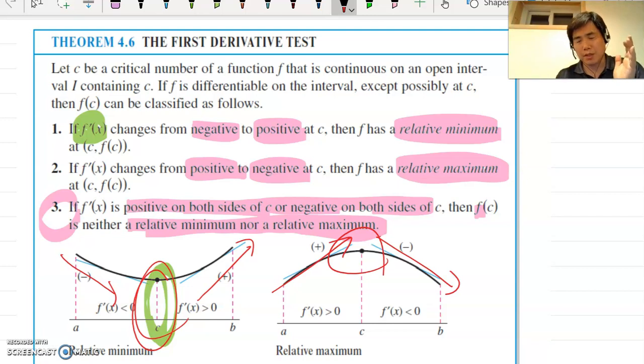So after we determine the critical value, we find some testing values and look at them. Left side negative, right side positive, then minimum. And then left side positive and right side negative, then maximum. That's it. If you feel a little bit confused, then draw the graph or something like that. Then that's it basically. Okay, then look at one example.